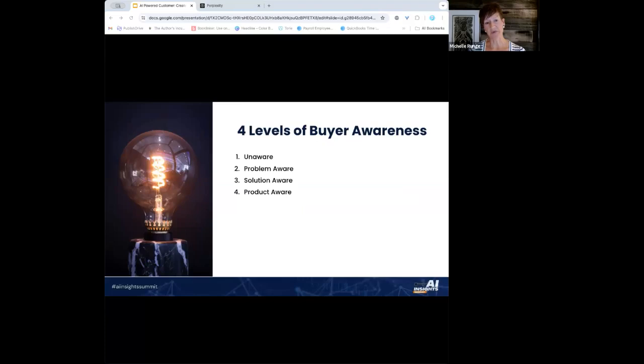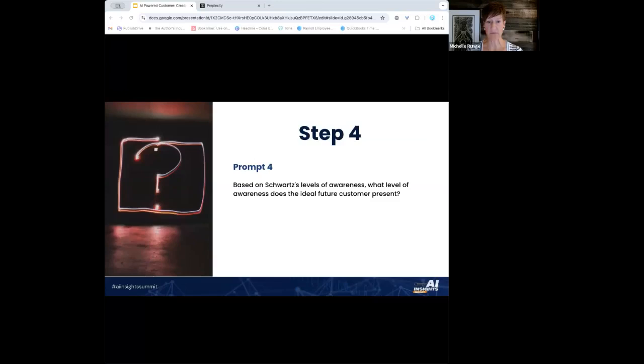Stage three, or level three, is solution aware. So they've done some research, they've seen other journals out there, but they really haven't decided on which one is best for them yet. What we're going to try to do is get them to the product aware stage, meaning that they are finding your journal. Okay, Anna Marie, they'll find your journal and they'll be like, yes, this is the one that I need. And we're going to figure out ways to get them to that point where they are ready to purchase.